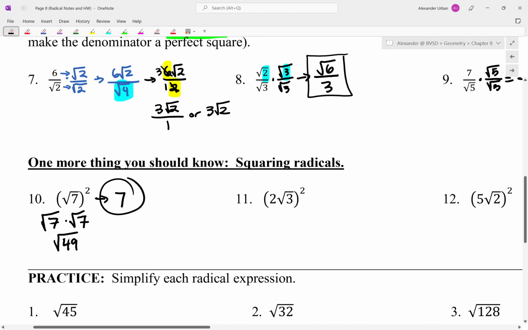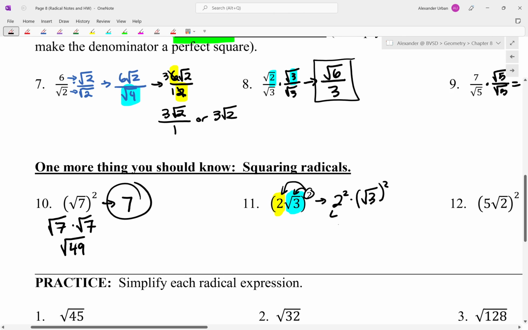On problem number 11, we have 2 root 3 squared. And this time we have 2 different sets of numbers. We have a whole number and then we have a root or a radical. So this is 2 different types of numbers. And that means they're both going to be getting the square. So when I look at this, I think of 2 squared times the square root of 3 squared. We just discussed beforehand that when we square a square root, they cancel out. So I'm going to end up with 4 times 3, which is 12.